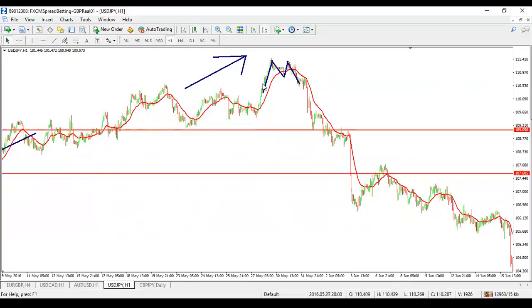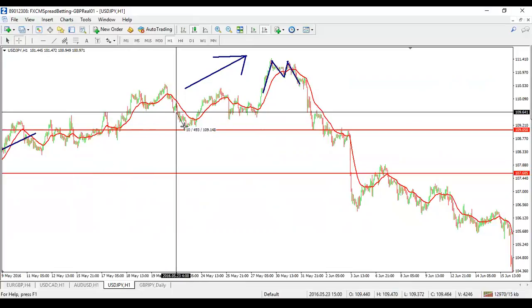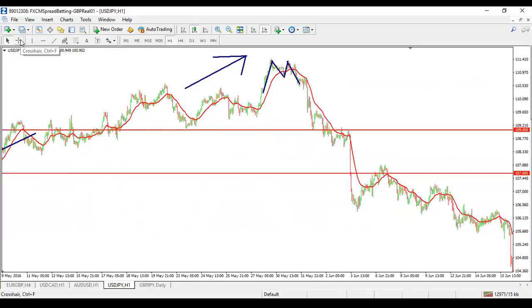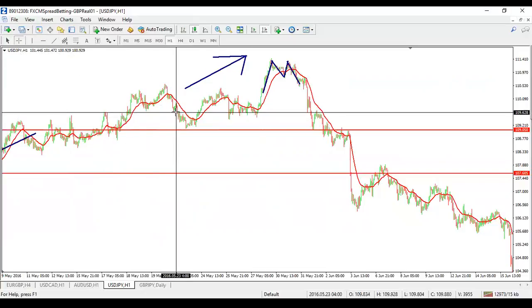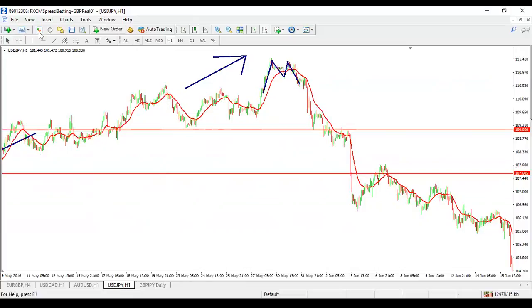Uptrend, uptrend, uptrend, forms the M, and down it goes. So if you did trade this M here, you could have taken profit early on, 50 pips. But if you did get stopped out, so your entry was there, your stop would have been, say, 100 pips tops.